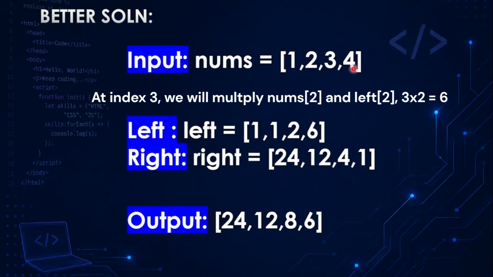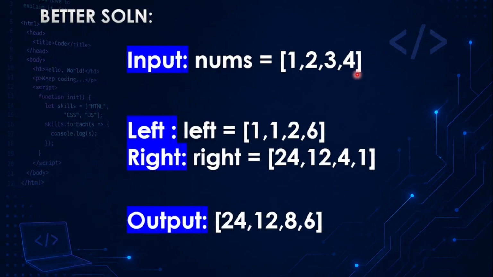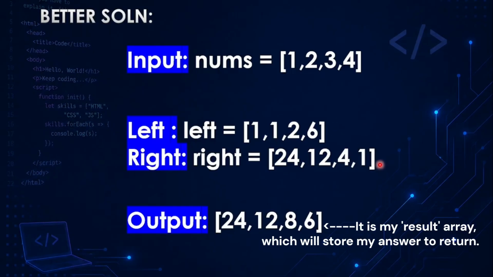Now for the right product, we'll be doing the same thing from the backward side, from the last index. Before the last index, we have nothing, so I'll be keeping 1. Before index 2, we have 4. Just like this, the calculation goes on, and I'll be getting this right product array. Now, since we have got our left product and right product, this is where the magic happens. Multiply corresponding positions.